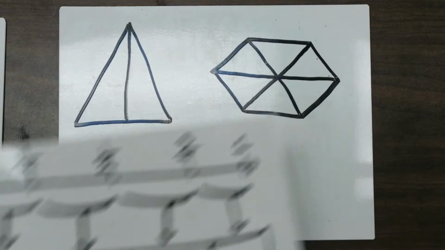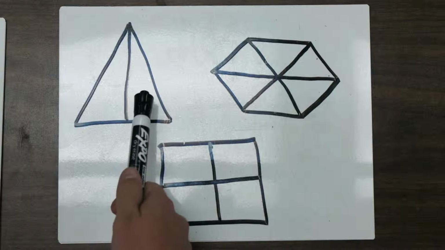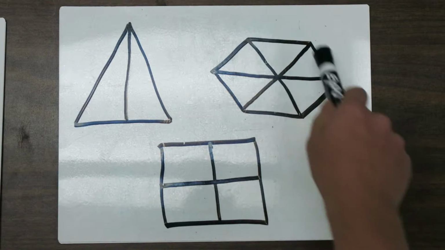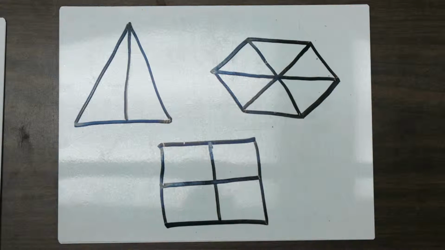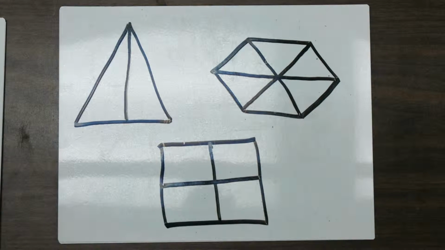We can use lots of different types of shapes. The main point here is that in each section that the shape is broken up into, they're all the same size and area. So for example, this triangle is broken up into halves, and each of these halves is the same. This hexagon is broken up into 6 pieces, and each of those 6 pieces is the same. All of these triangles are the same. And this square is broken up into fourths, and each of the fourths are the same size. This is what's called fair shares, when each piece is fair.